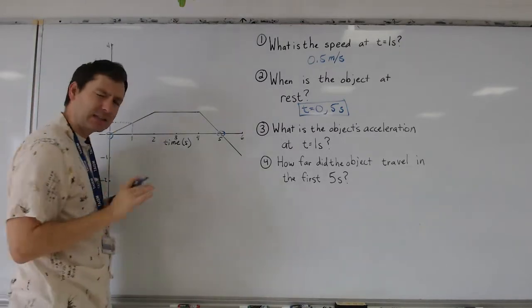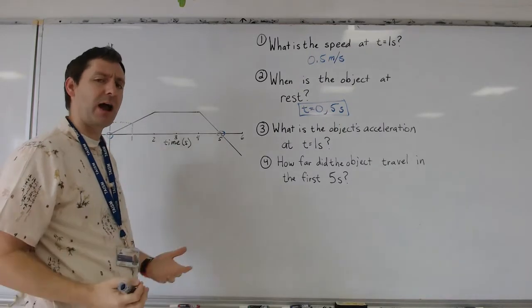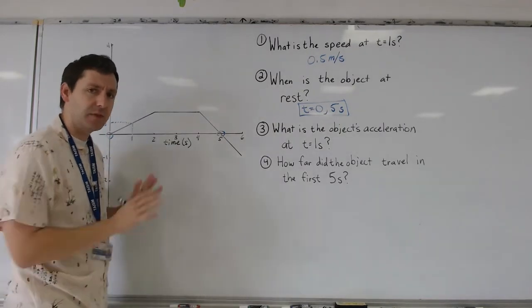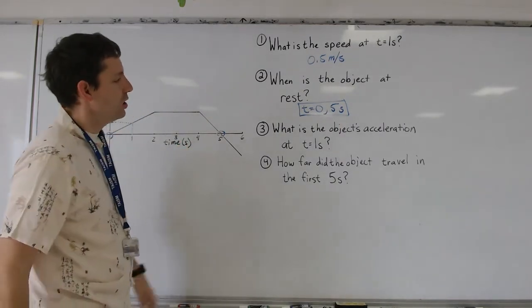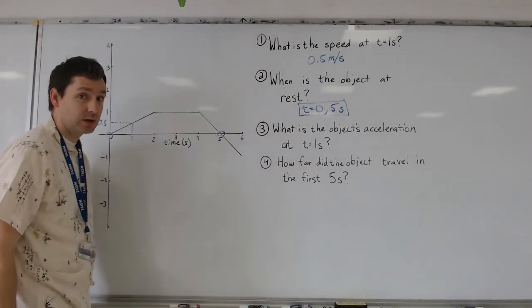All right? That's a little bit different from what we get from that distance versus time graph. We're going to have some time to practice this and think about it and look at it, but that's what's going on here. All right? Next question. What is the object's acceleration at t equals 1 second?